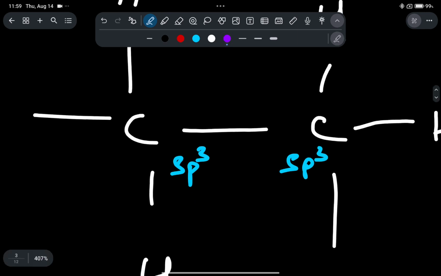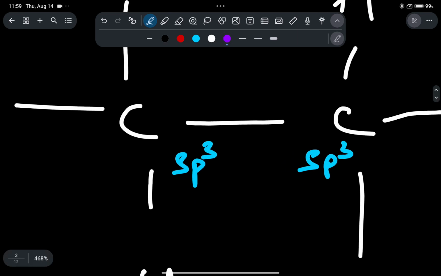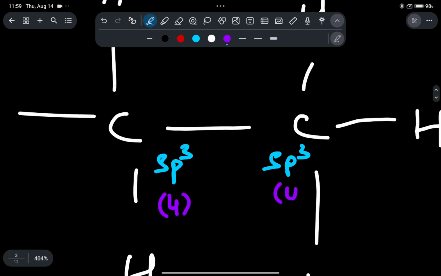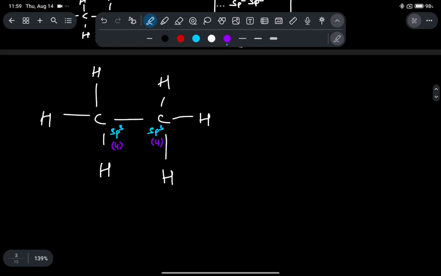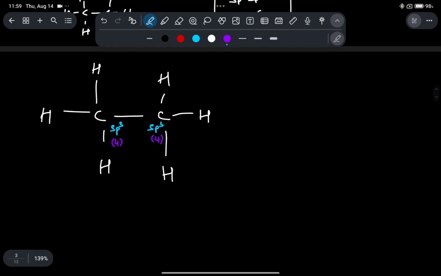sp3 means how many hybrid orbitals? 1s and p3 means total 4. Here 4. So these are the hybridization. These are the hybrid orbitals. You should only calculate for the carbon, not another atom. You should only calculate for the carbon which is involved in hybridization.